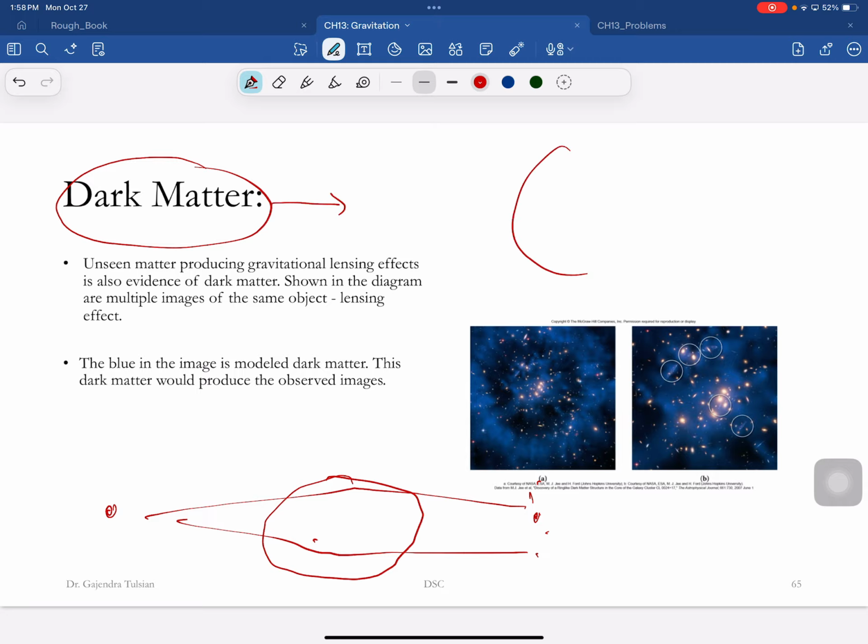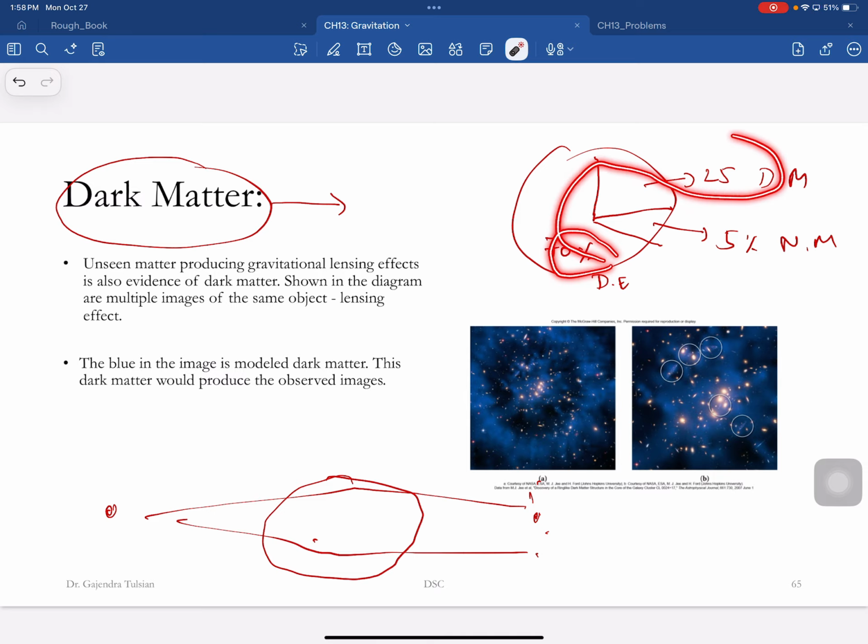So right now the composition of the universe is 70% dark energy, 25% dark matter, and 5% normal matter. You see, 95% of the universe, we don't know its nature. Are dark energy and dark matter known to be related, or are they just called dark because they're confusing? Not because they're confusing, because we don't know about them. They're not related.